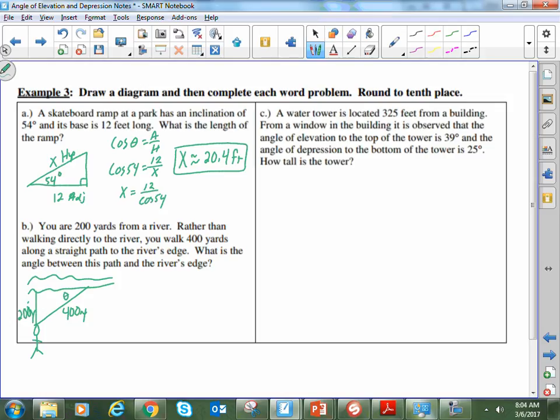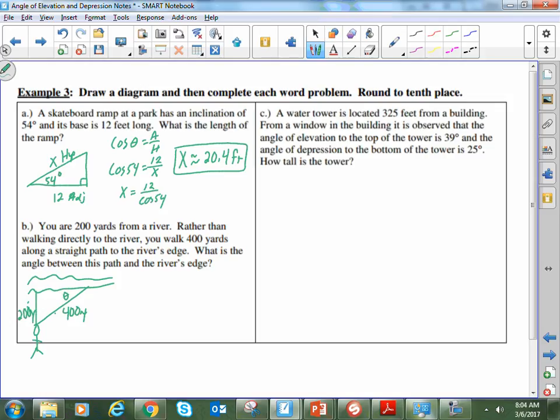Now, some of you astute students may recognize that I don't actually have to do trig here because the hypotenuse is twice the length of that leg. So that follows the pattern of a 30-60-90 triangle. So the angle really should be 30 when I work it out, but we are doing trig, so let's go ahead and take a look at it.